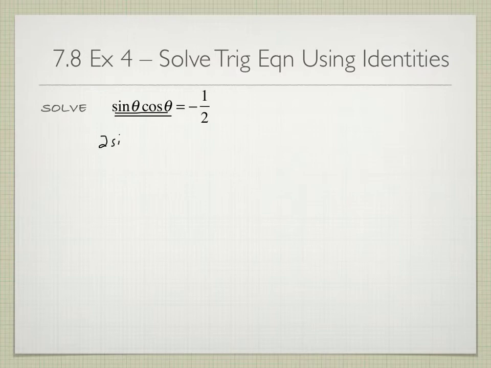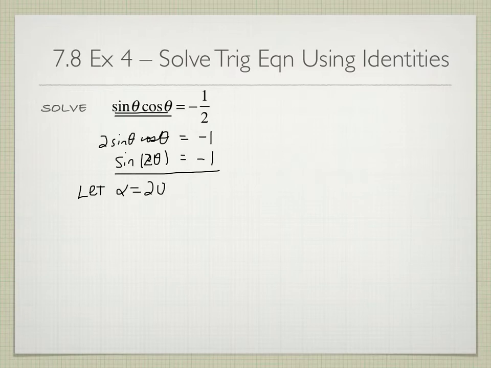We get 2 sine theta cosine theta, and this side is equal to -1. Okay, that becomes sine of 2 theta equal to -1. So notice that we're actually getting to a double angle form. Okay, so you can choose to go to double angle or go away from double angle, but in this case it's probably easier, because now what is this? This looks very much like what we did in 7.7. So we're going to actually set alpha equal to 2 theta and change our domain.